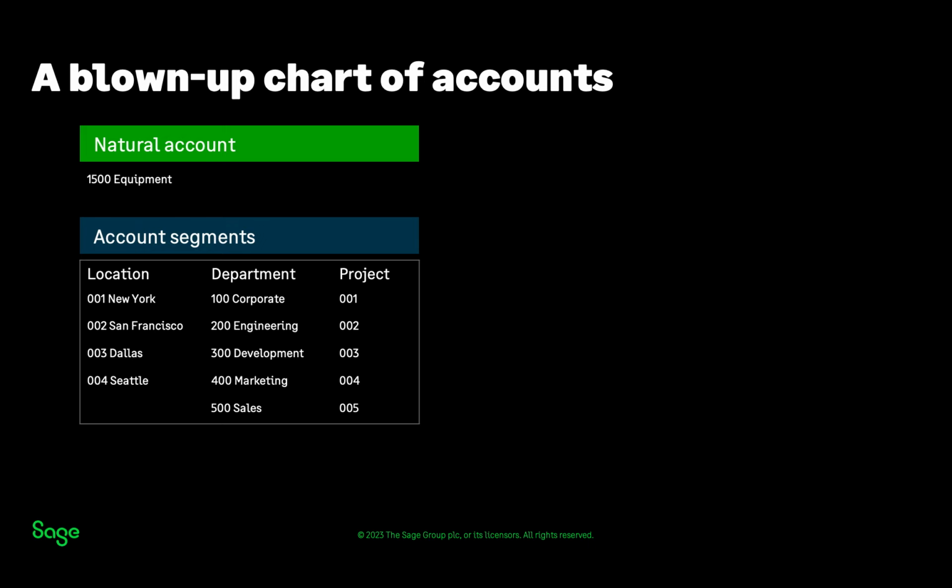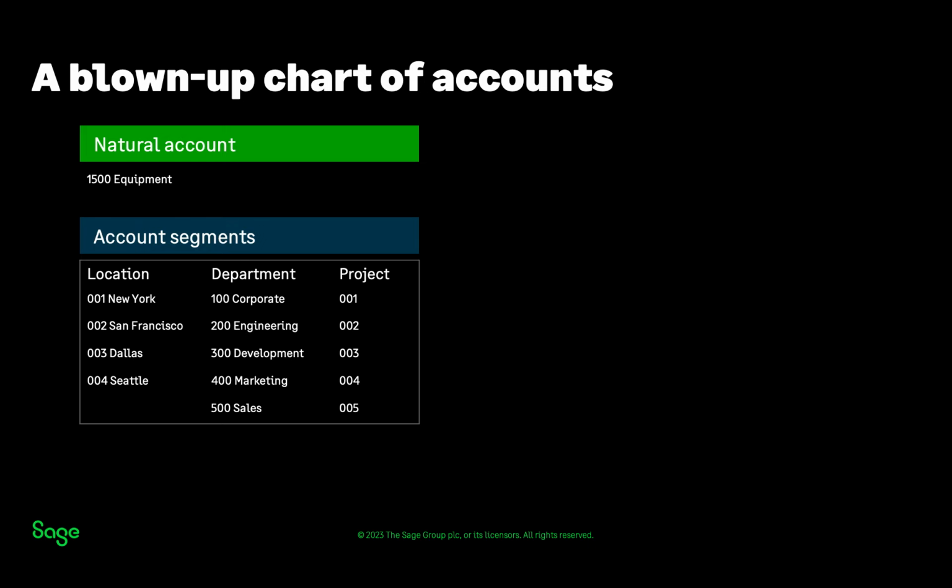Traditionally, a chart of accounts might look a little something like this. You have to segment the account by the aspect you want to keep track of. So for example, here, the account is segmented by location, department, and project, but you may have to segment across even more than just this.